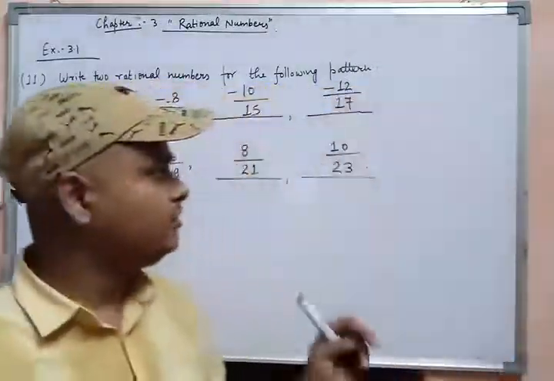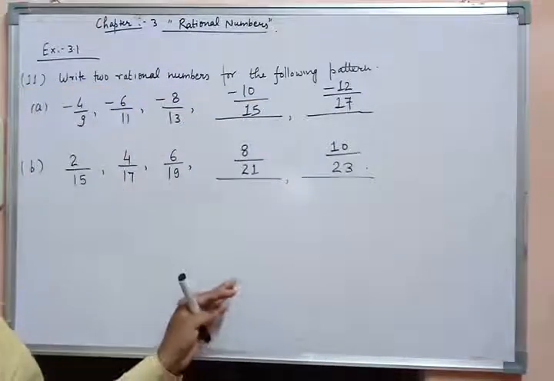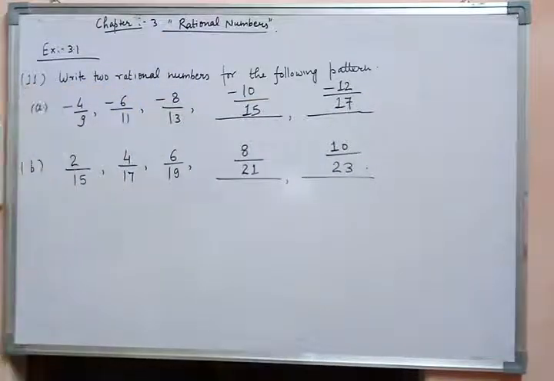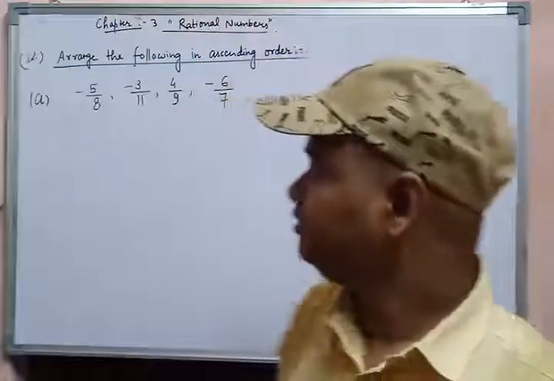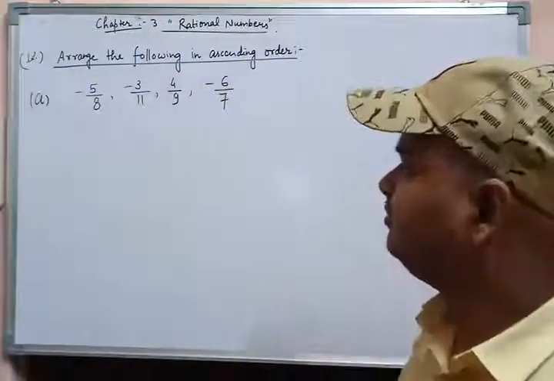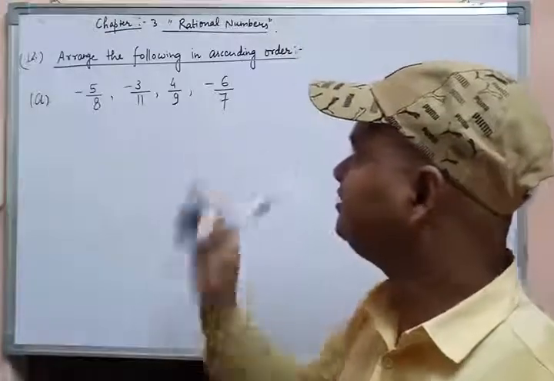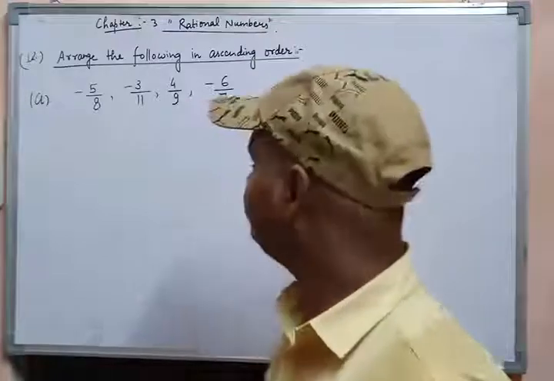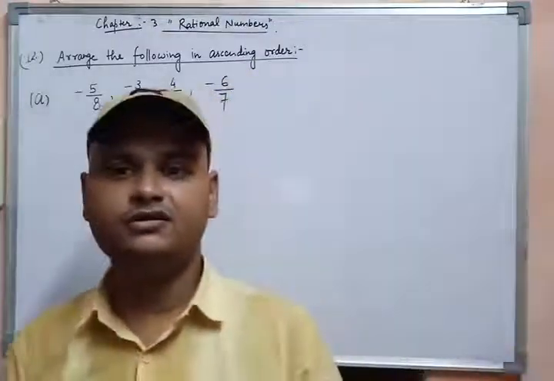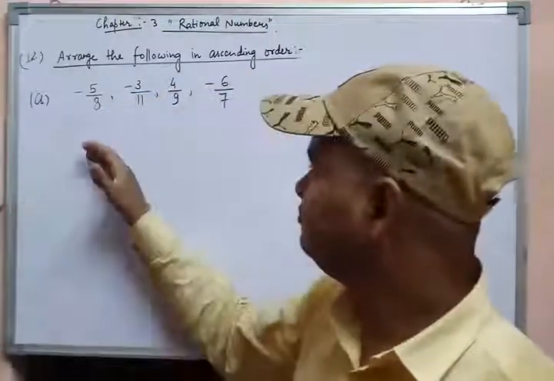So before moving on to the next question, pause the video to note it down in your copy and take a screenshot. Now students, in question number 12 you have to arrange the following rational numbers in ascending order. Ascending order means you have to arrange the following rational numbers from smaller to larger.